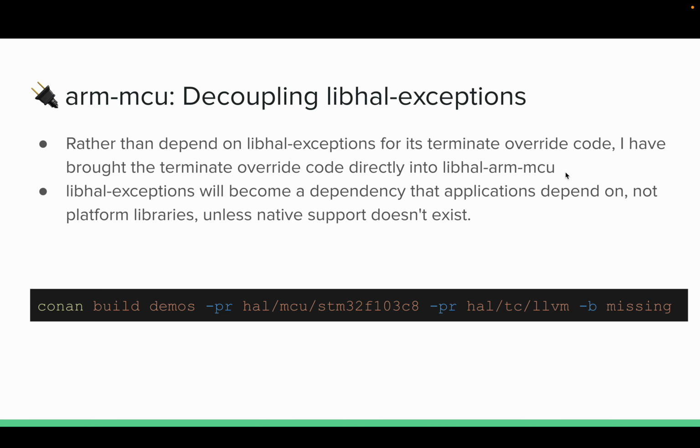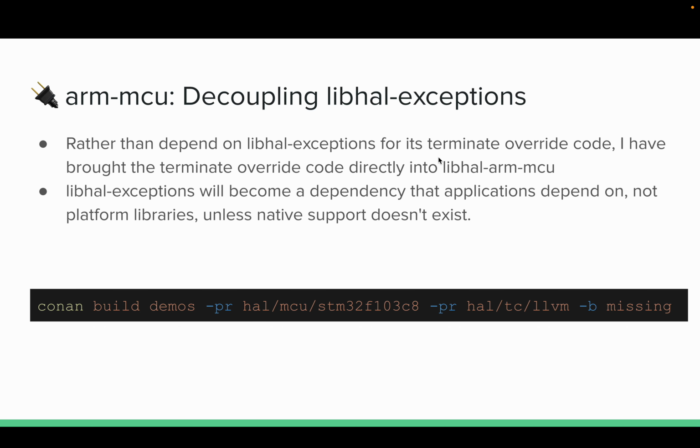And then finally, this is actually supposed to be on the previous slide, just talking about getting support for LLVM. But anyway, decoupling libhal-exceptions. So rather than depend on libhal-exceptions for terminate override code, I've brought that code into libhal-arm-mcu directly. I'm also overriding the standard set terminate function. The reason why is that I want the users using our library to be able to use the typical C++ APIs for setting and getting the terminate handler.